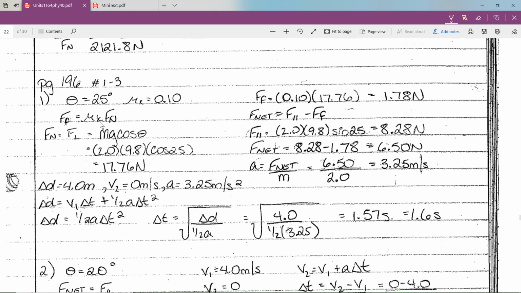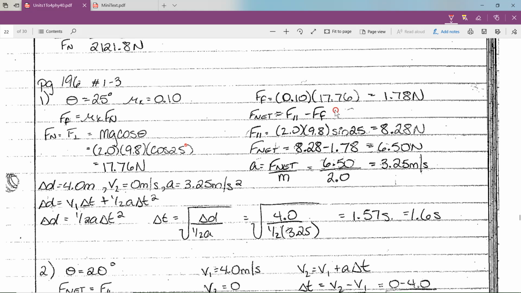my force of friction is mu times the force normal. You don't have to put mu k, you can if you want. The normal force is mg cos theta, so the textbook was 2 kilograms, acceleration is 9.8, angle of inclination is 25 degrees. So 2 times 9.8 times cosine of 25 is 17.76 newtons. The force of friction is mu times the normal force, so 1.776, or round off, 1.78 newtons.